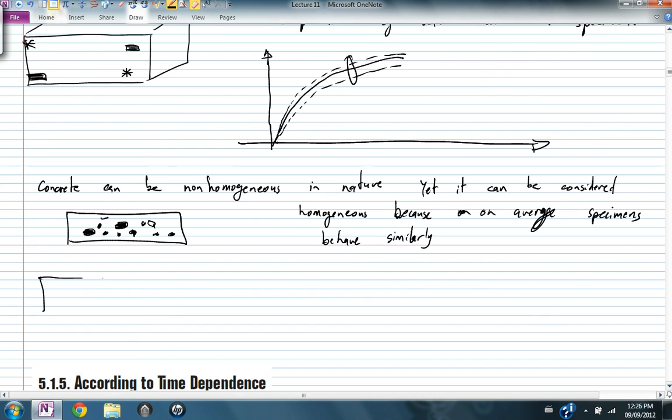Now, if you get some concrete and you put some steel bars in it, now this is a non-homogeneous material. A specimen from here does not have any steel bars. It has a certain response. A specimen from here containing steel bars has a different response.